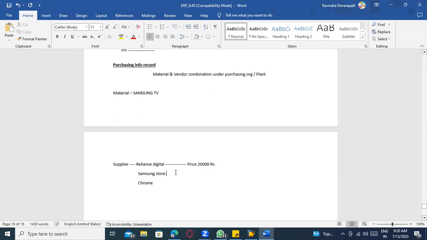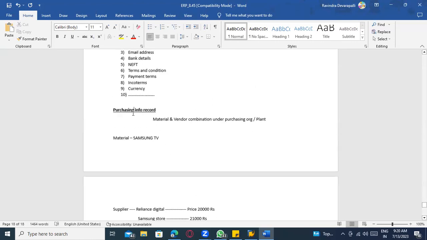If it is the Samsung store, they're saying that additionally, because of company rules and all, it is 21,000 rupees. Croma, if they have some offers and all, they're saying 19,000 rupees. So irrespective of each and every supplier, for the same product they might have different prices, different discounts, terms and conditions, payment terms, incoterms, and salesperson, who will be handling this. Buyer groups, everything will be different.